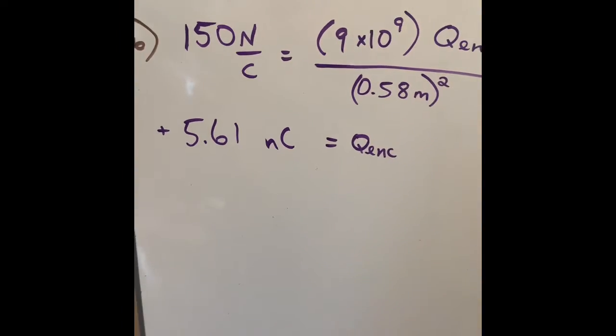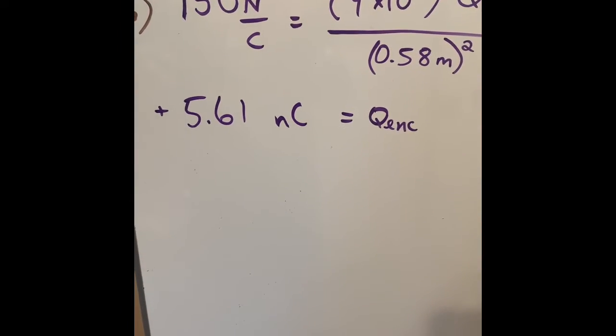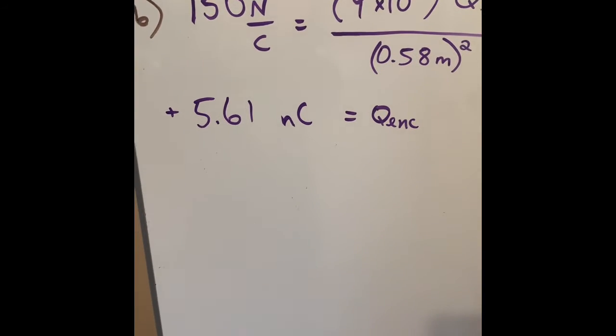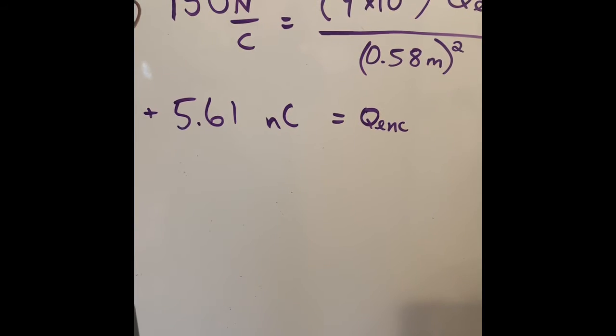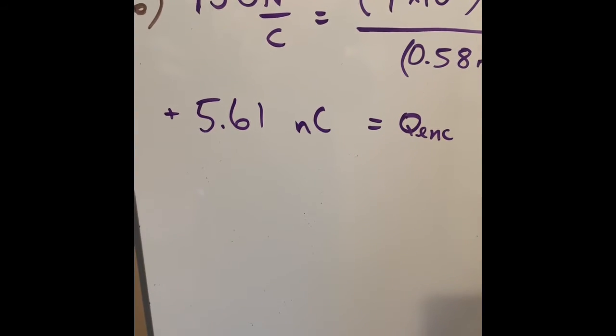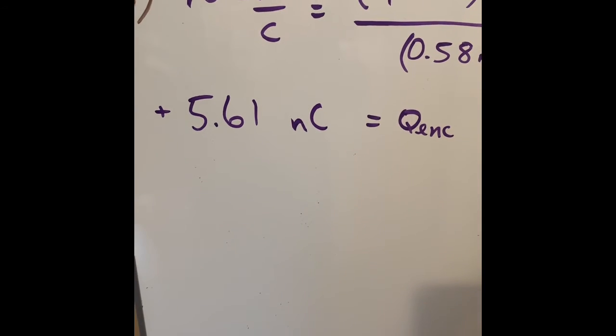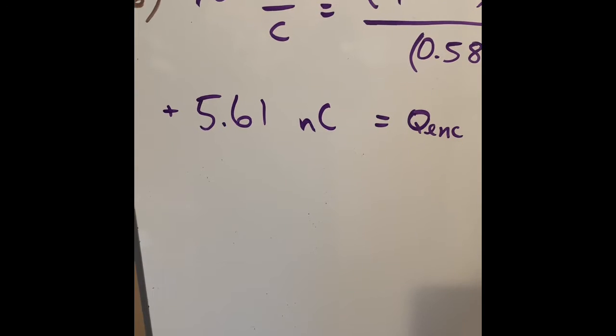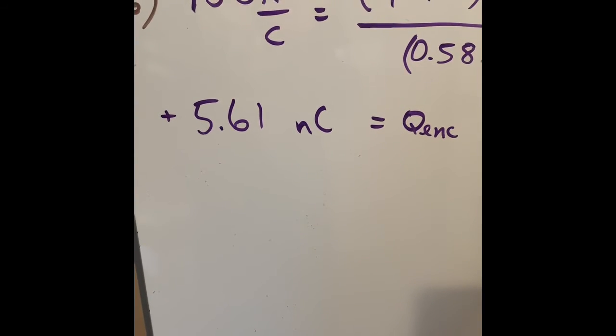All right, welcome back. I'm hoping that you took a minute and found that the answer is 5.61 times 10 to the negative 9th coulombs, and we'll just call that nanocoulombs. I called that one positive because in the paragraph it said that the electric field was radially outward, which again implies that it's a positive charge. Electric field is out away from positive, inward toward negative.